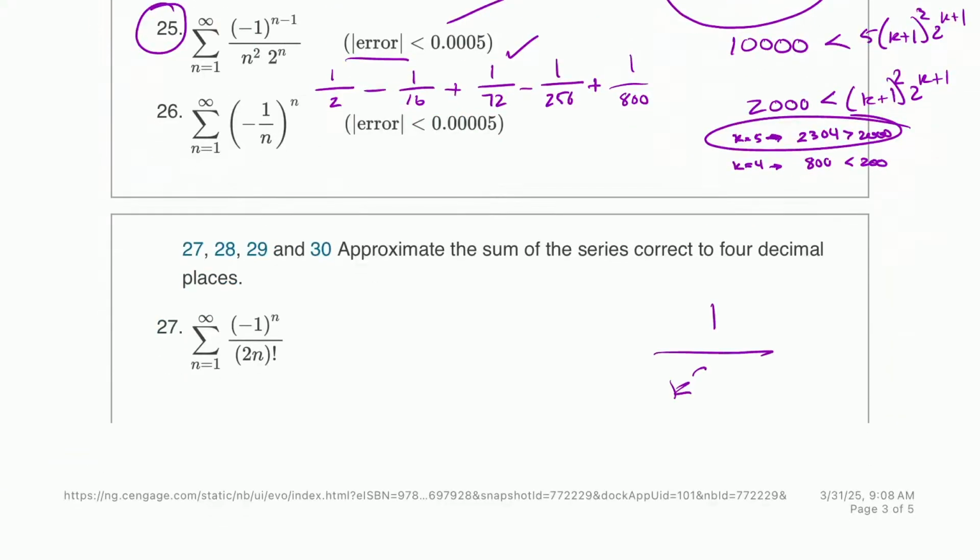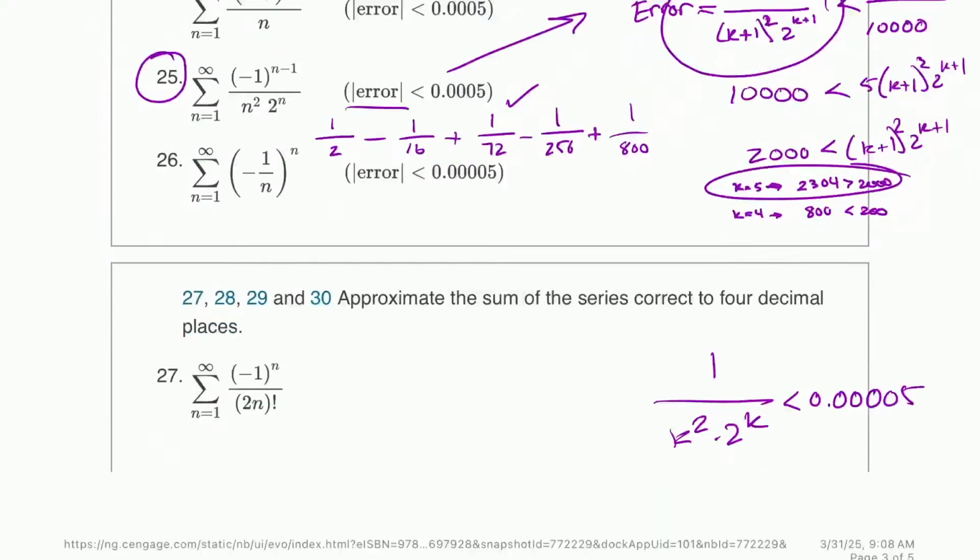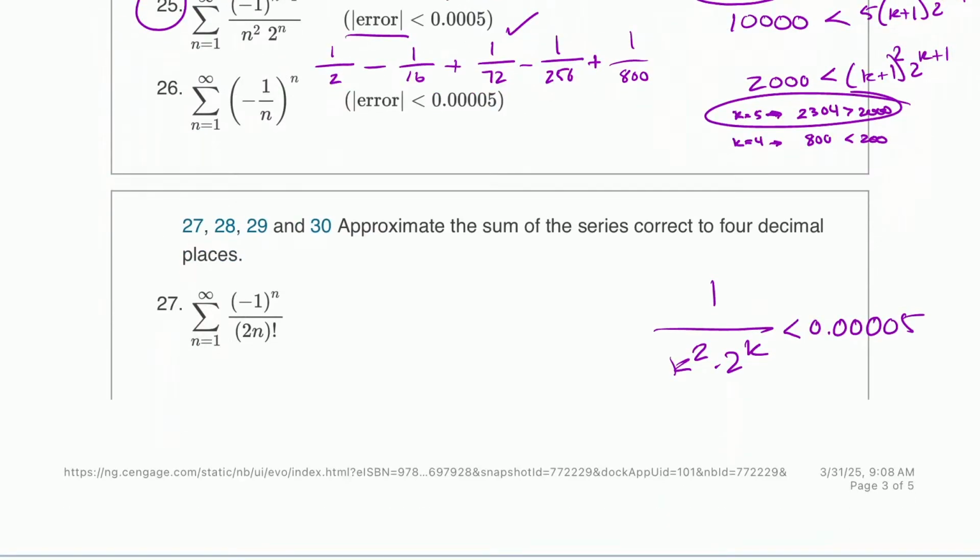1 over k squared times 2 to the k has to be less than 0.00005, or whatever, how many zeros? I have an extra 0. So you could do it this way and then solve for k, but bear in mind that k would be 1 more than the terms that you needed. So basically take the value of n, substitute for k at 1, because we're looking for n plus 1 of that.